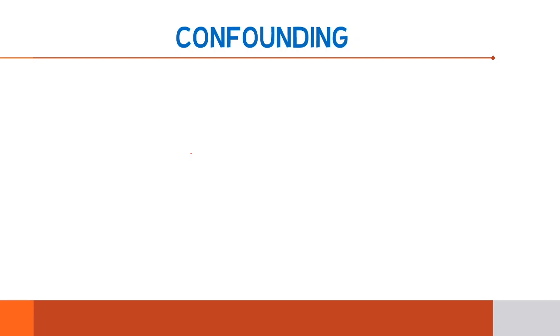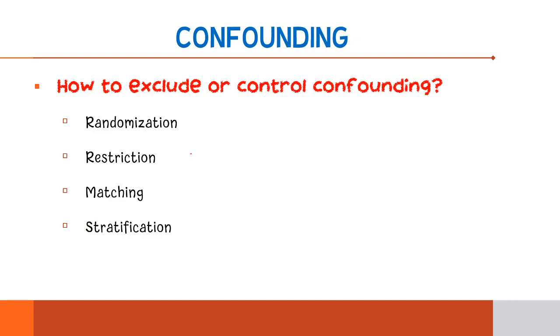Actually, that part again explains further positive and negative confounding. So, how to exclude or control confounding? There are four: it could be through randomization, through restriction, through matching, and through stratification.